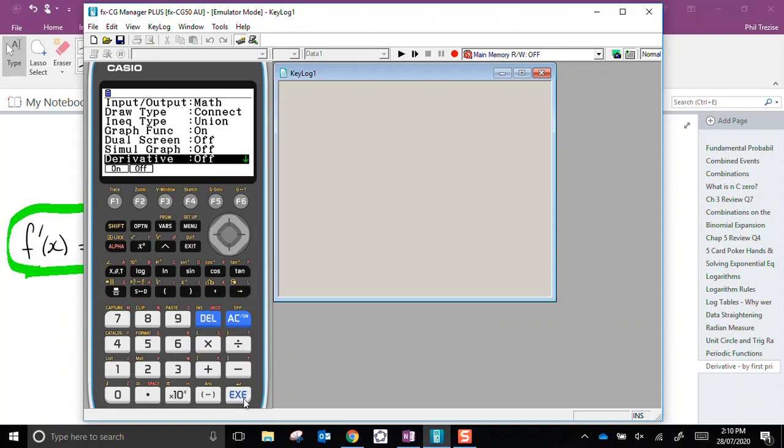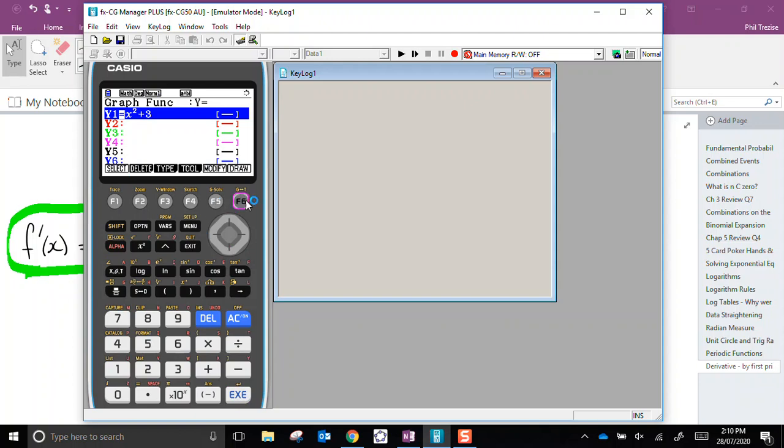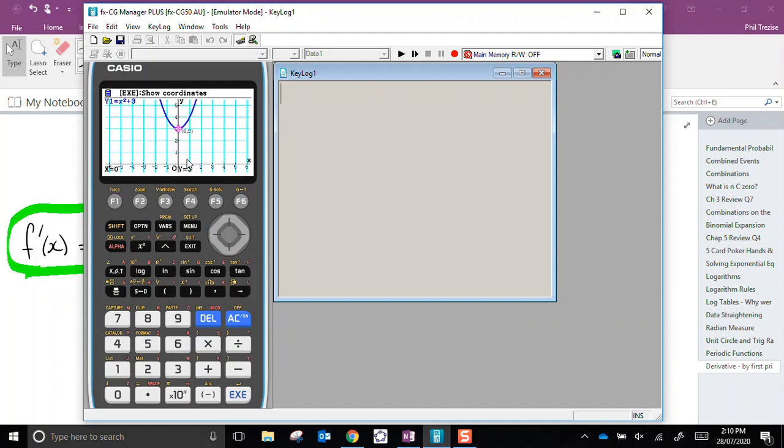If I set derivative off, I don't know why I'd want to do that, but if I set derivative off, and I do a trace function, I no longer have dy dx there showing up for me. So I'll just press enter to get a little dot there. That's good. There's my point of interest.